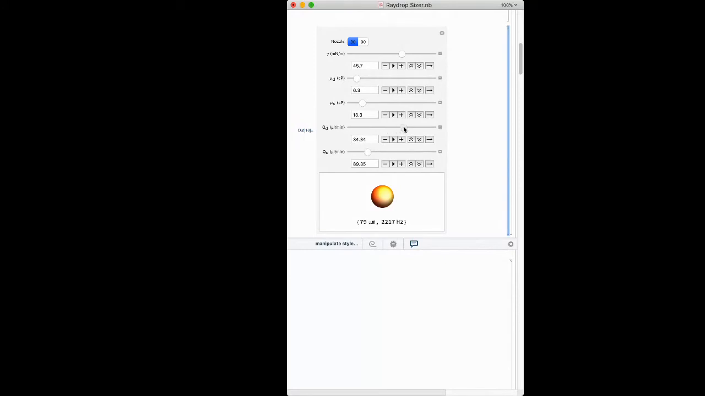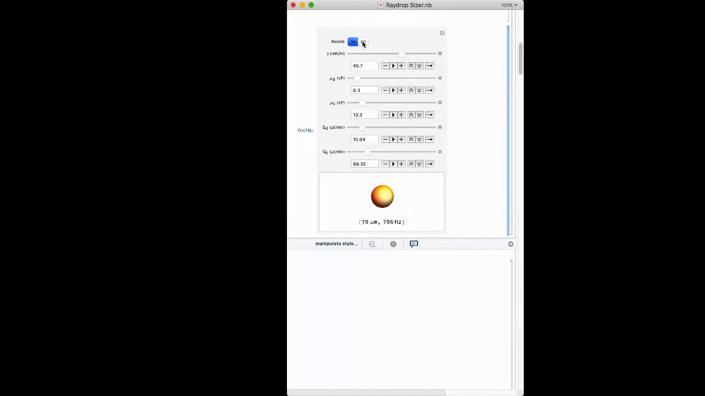Because as Adrien said, the limitation of the model is based on a quasi-static approximation. It means a low flow rate of the dispersed phase. So it does not take into account the slight increase of the size of the droplet as you increase the flow rate of the dispersed phase.